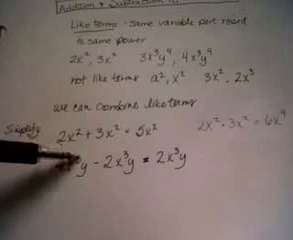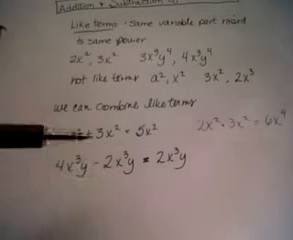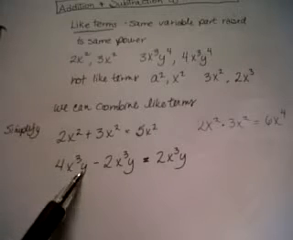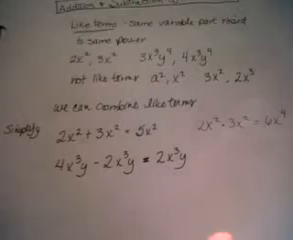Okay, here's another example. 4x cubed y minus 2x cubed y. Are they like terms? Yes, they both have an x cubed y. So I'm going to go 4 minus 2, and I'm left with 2x cubed y.